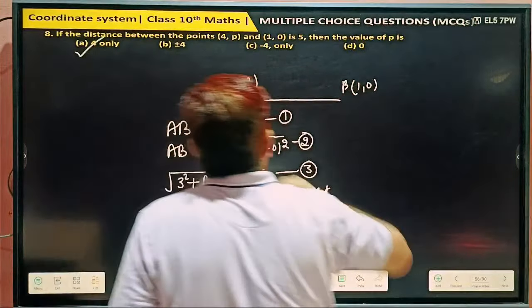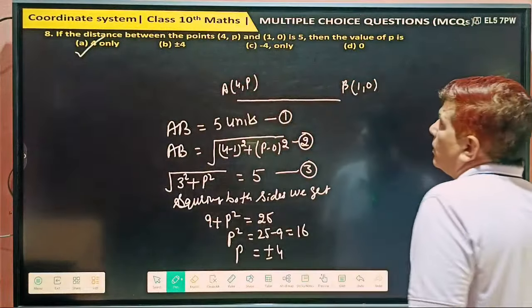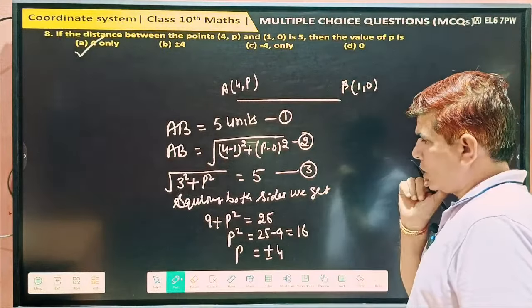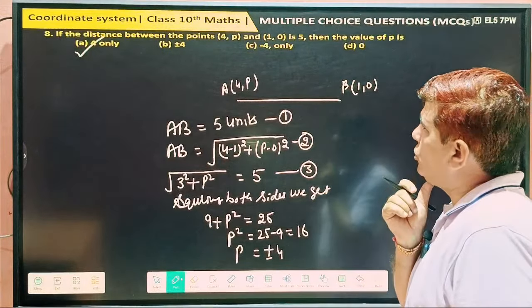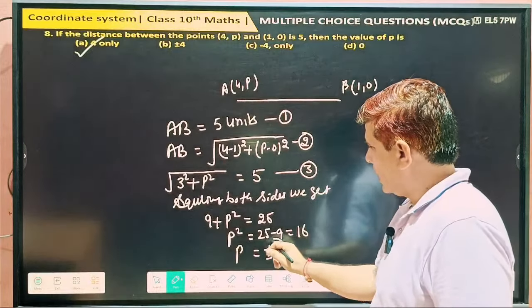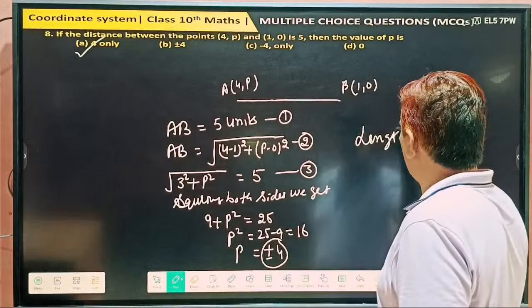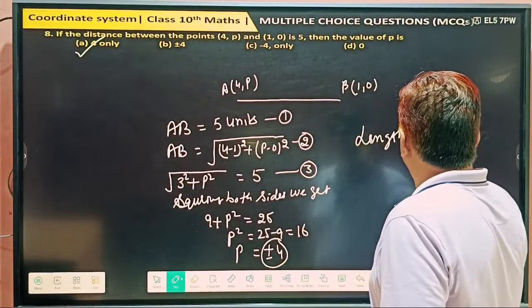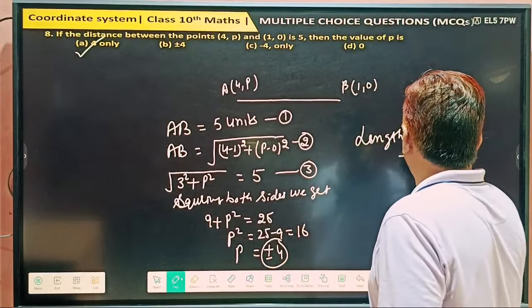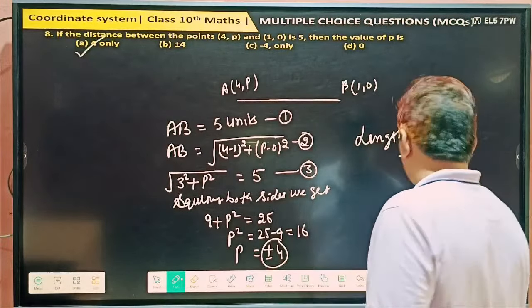Yes or no? Got it? This is the answer of this question. Why have we not taken negative? Because length is always positive. Got it?